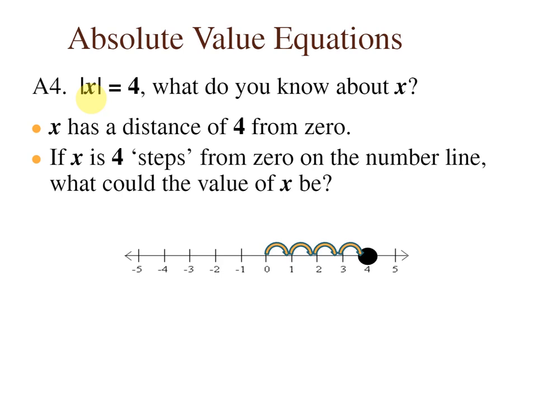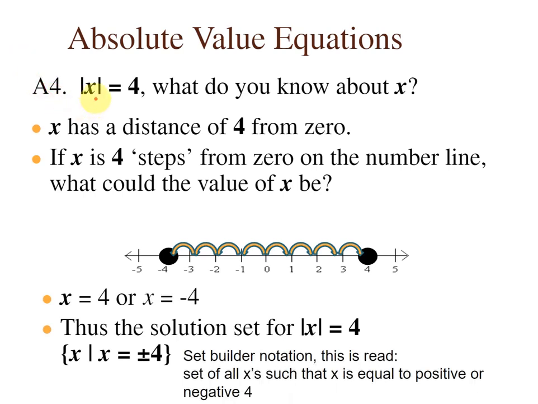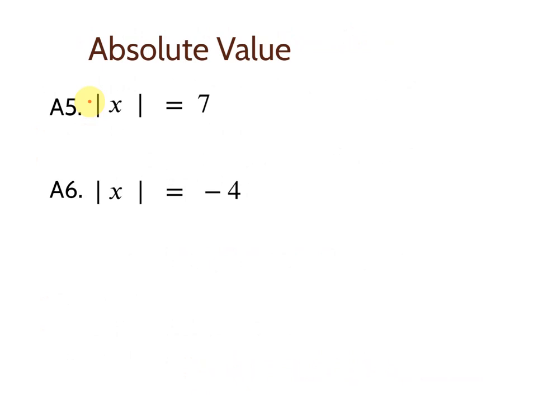Or any other numbers that are 4 away from 0. Well, in fact, negative 4 is also 4 away from 0. So both 4 and negative 4, if I substitute them back into this original equation, will make it true. So they are both solutions. So go ahead and try A5 and A6. Pause the video and use what we just talked about and see if you can come up with the answers for these. And then start back up again and we'll compare.